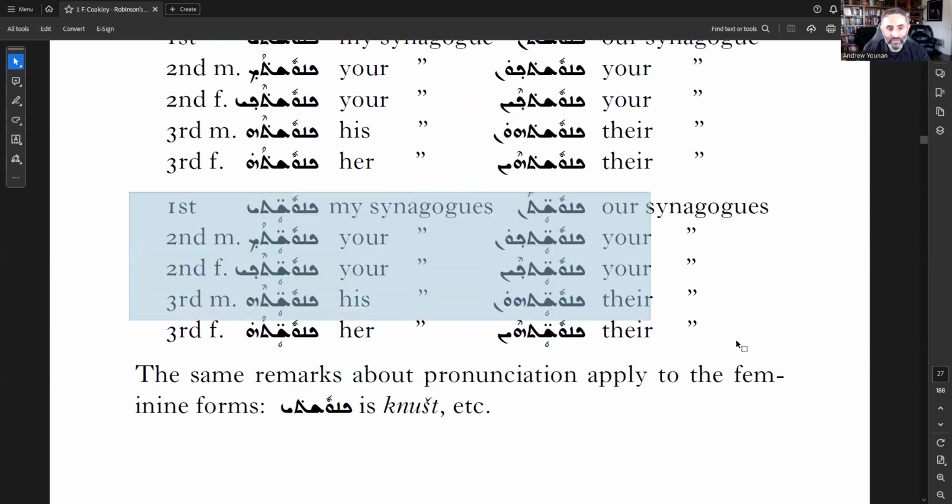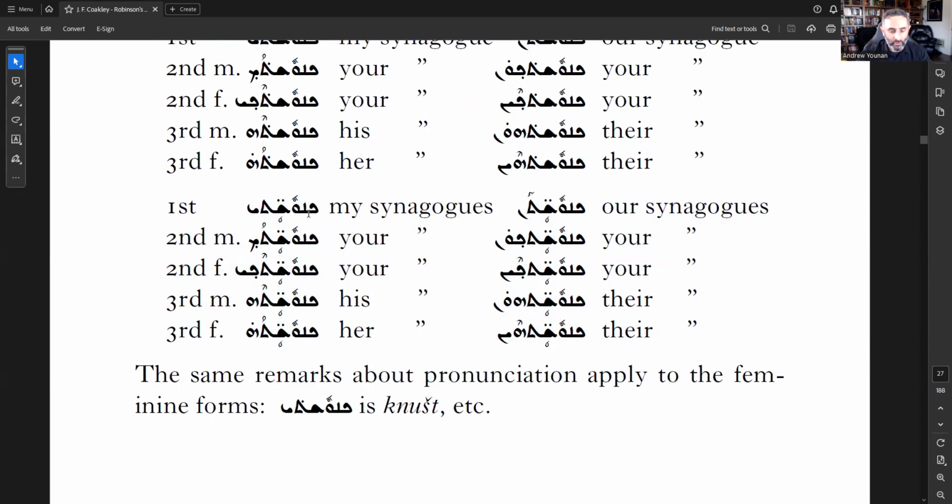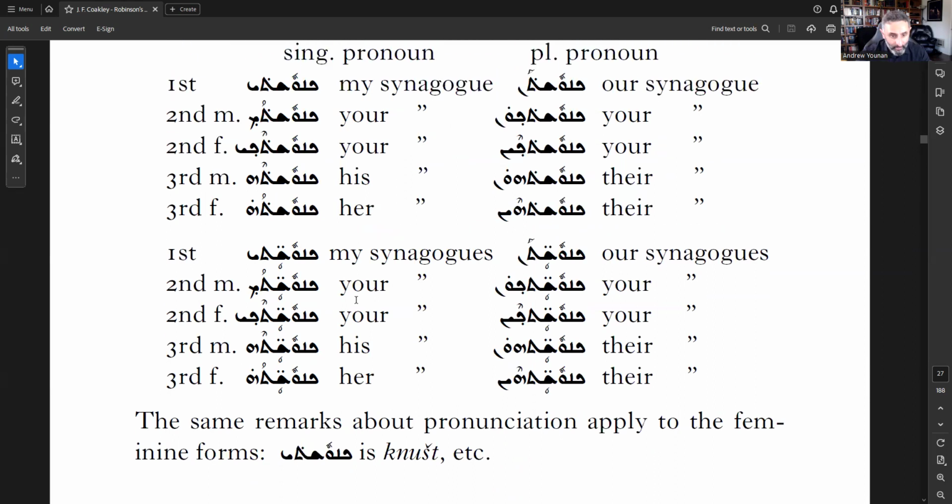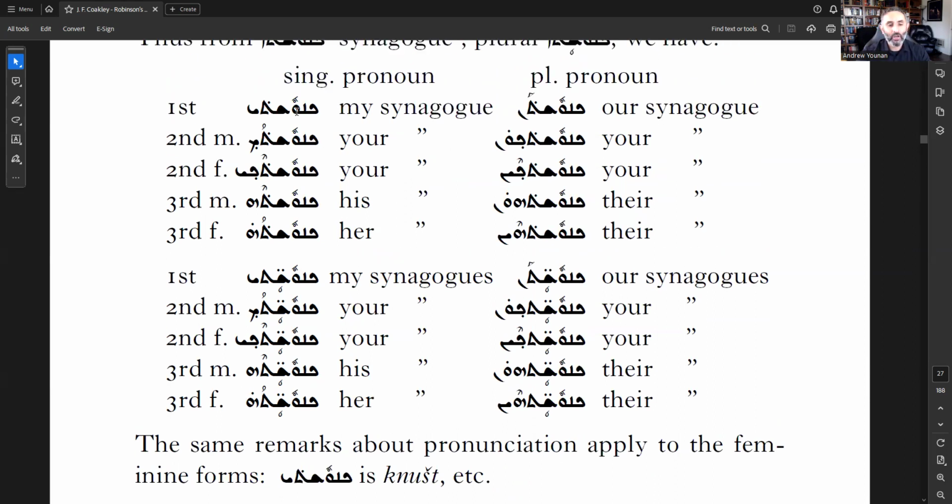You actually use the same endings. You just say the full word. Knushatha, knushathi, knushathach, knushathech, knushatheh, knushatha. So let me explain what just happened. My synagogue is knushti. My synagogues is knushathi. Your synagogue, singular, is knushtach. Your synagogues is knushathach. So there's that extra vowel, which makes this a feminine plural.